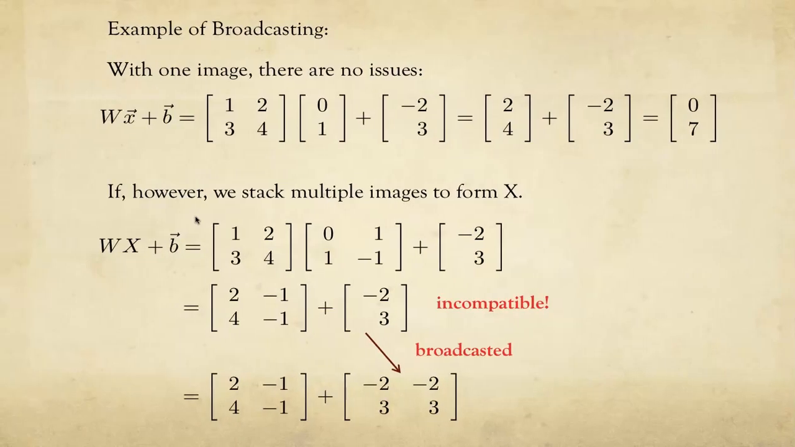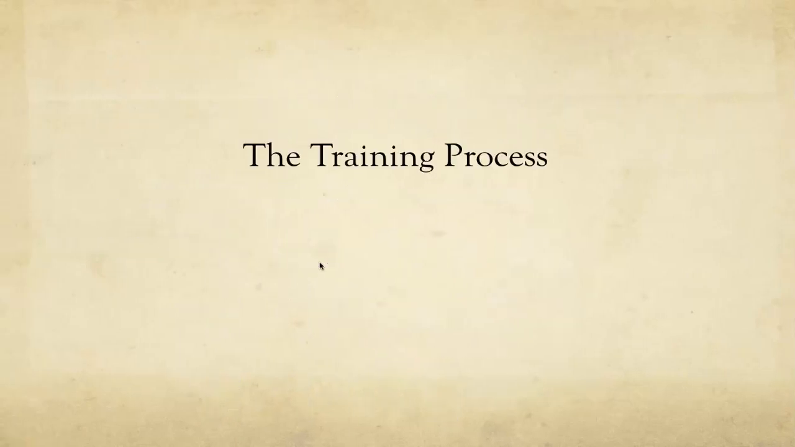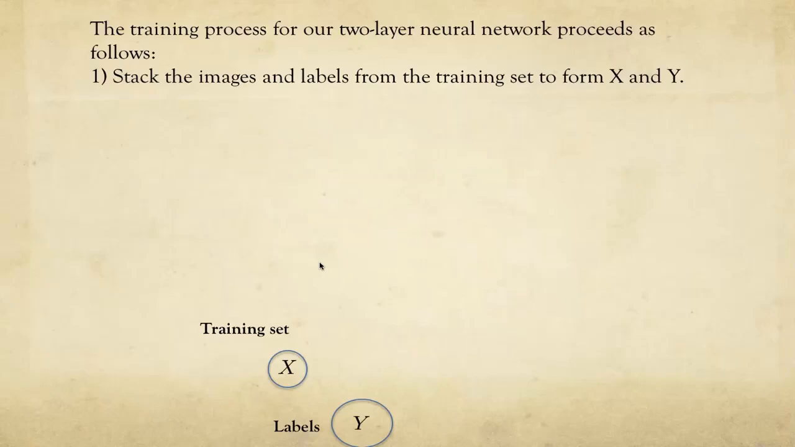So let's go back to this. Okay, so I'm going to finish by talking about the training process in general and see where we're going after this lecture. So here's what we've done so far. To train our neural network, we start out with all the images and labels, and we're going to form X and Y, vectorize it. And so here's our training set X, here's our label Y.